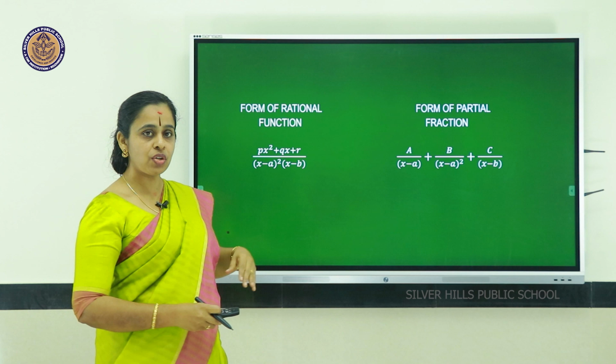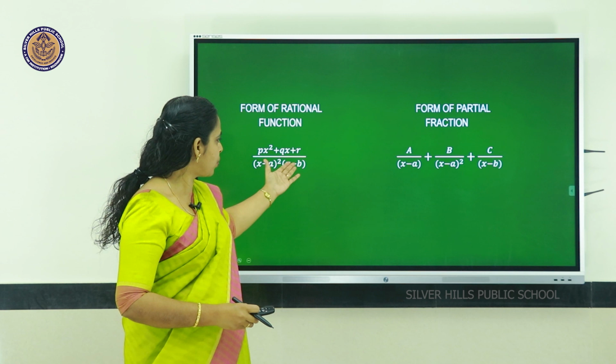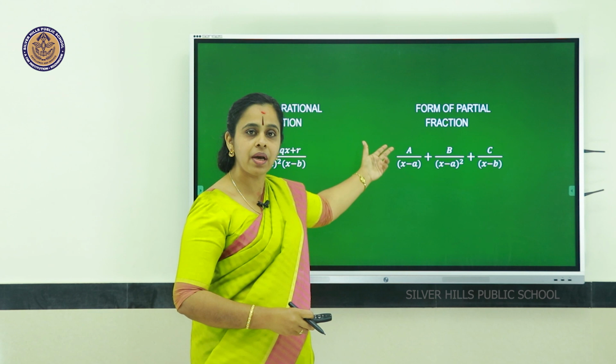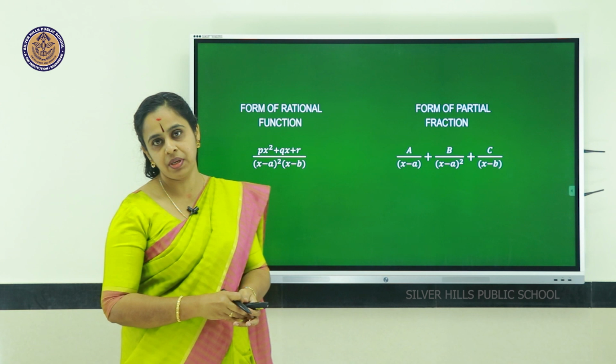That is, the form of rational function is px square plus qx plus r divided by x minus a whole square into x minus b. And the form of partial fraction will become a by x minus a, b by x minus a whole square and c by x minus b. Now let us do an example to make it more clear how to do this type of question.